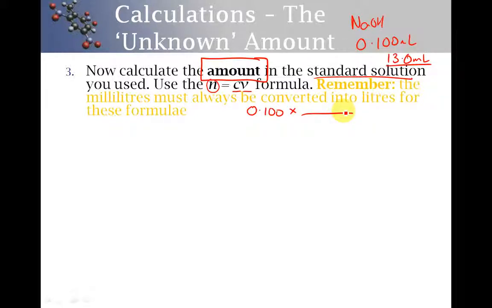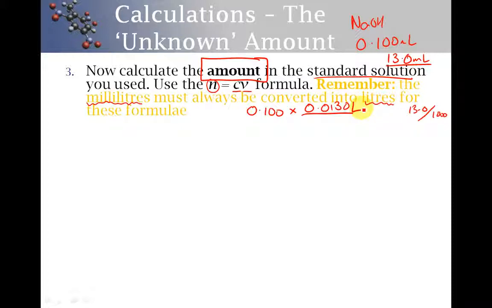Now, if you're saying, yes, I know what that is, that's 13.0 mils, then you've forgotten one very important thing. You must always convert the milliliters into litres. How do I do that again? Well, 13.0 divided by 1,000, because there are 1,000 mils in a litre, and that will give me 0.0130 litres. Excellent.